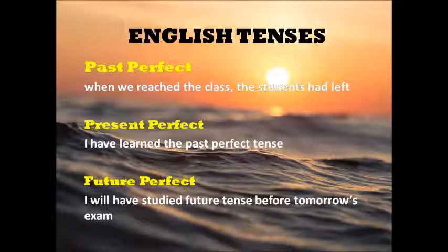Imagine I reached the class at 6 pm, but unfortunately, my students got bored of waiting and they left at 5 pm itself. The first thing that happened is the past perfect. So, the part "students had left" is the past perfect, and "when I reached the class" becomes the simple past tense.